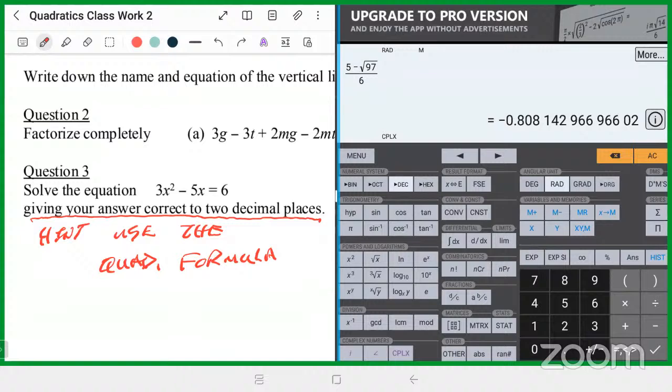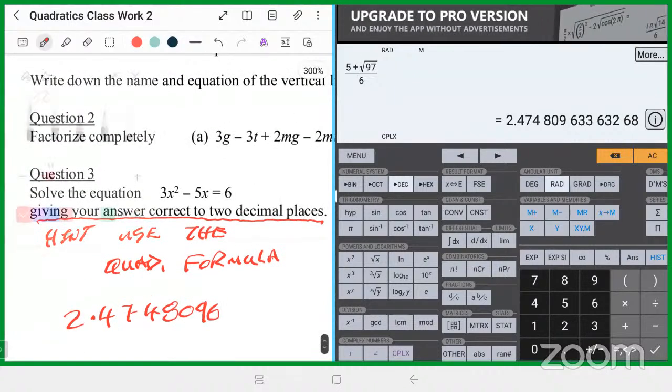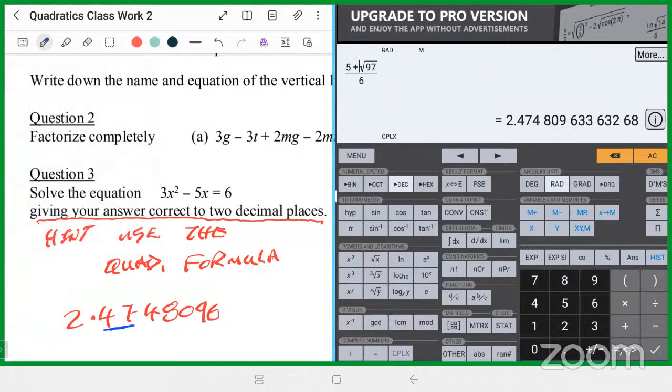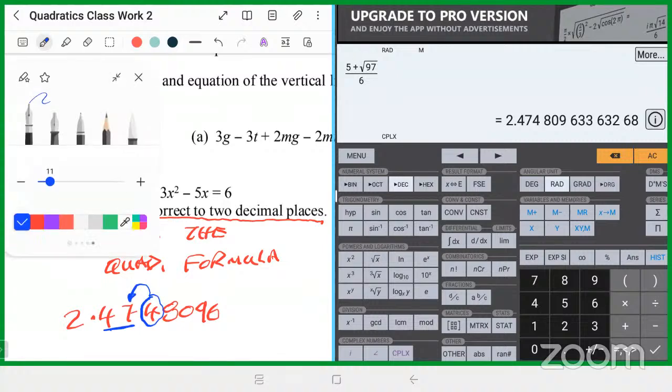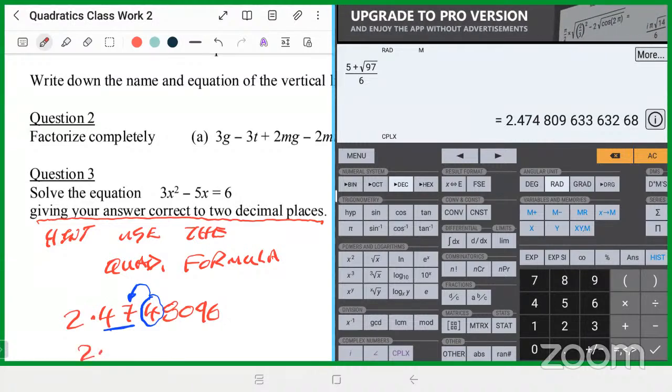So if I go back to the first one, the plus, it is 2.474896 and so on. The question wanted only 2 decimal places. So using this 4 to correct those 2 decimal places, the 4 cannot change the 7. The 4 cannot change the 47. So this comes back as the answer 2.47. So that's 2 decimal places.